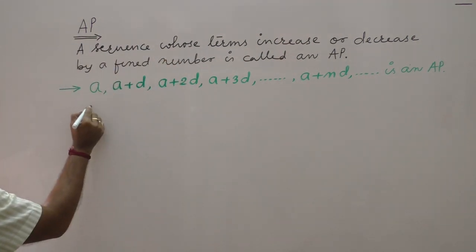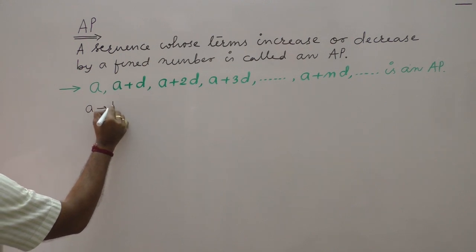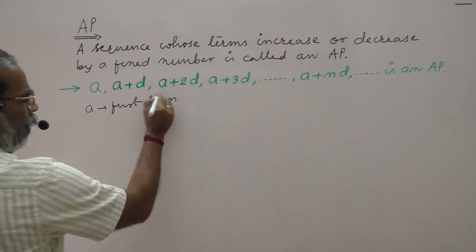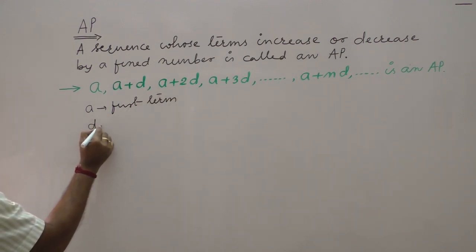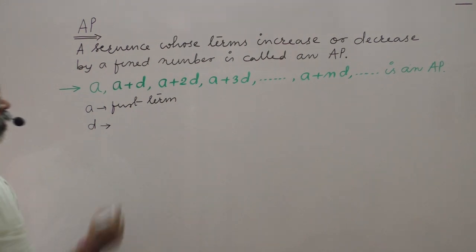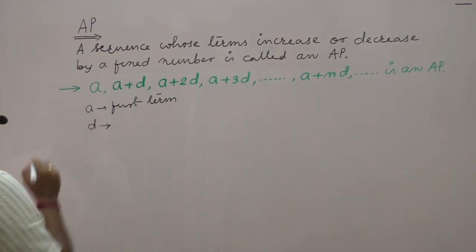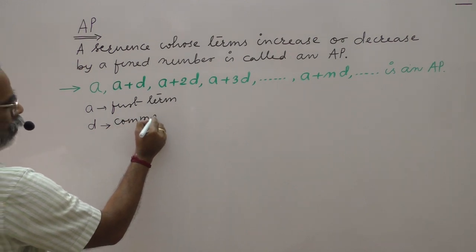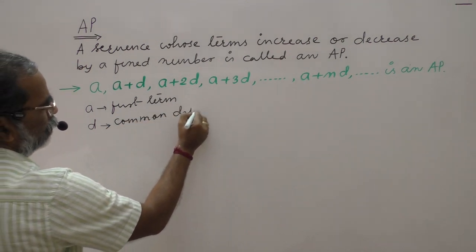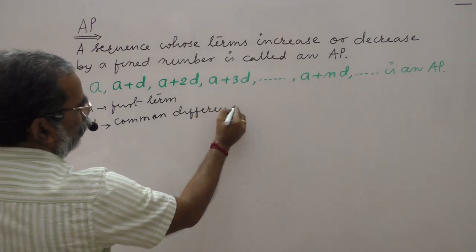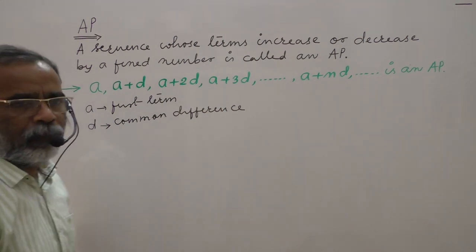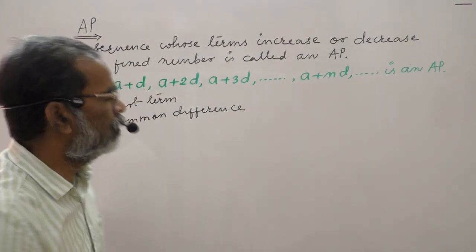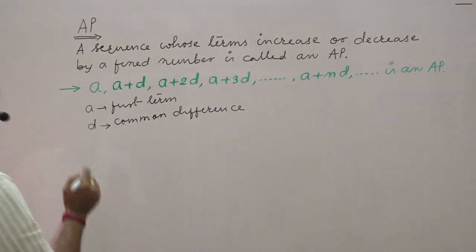Here this A is called the first term. What is A? A is called the first term of the AP. And what about this D? The fixed number, the constant number D, is called the common difference of the AP. So A is the first term and D is the common difference. So this is the definition of AP.